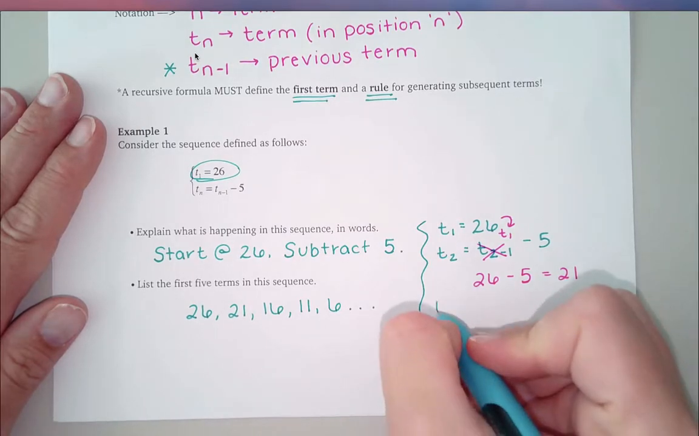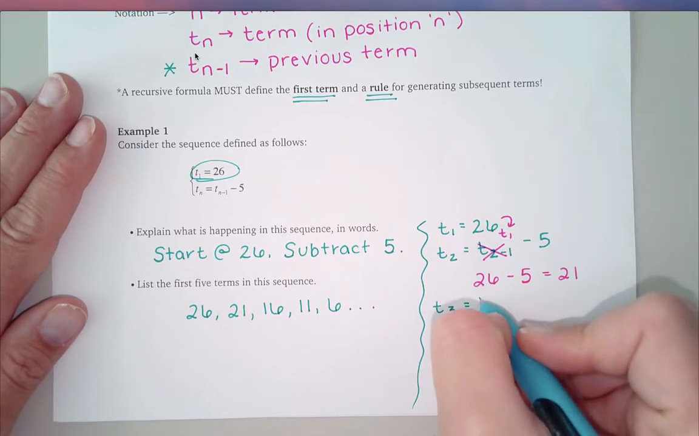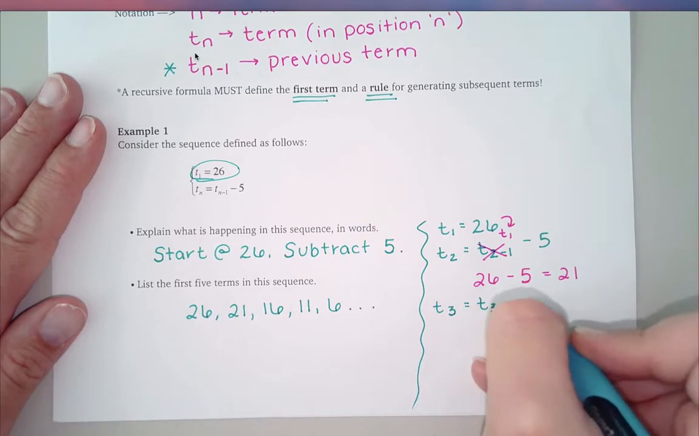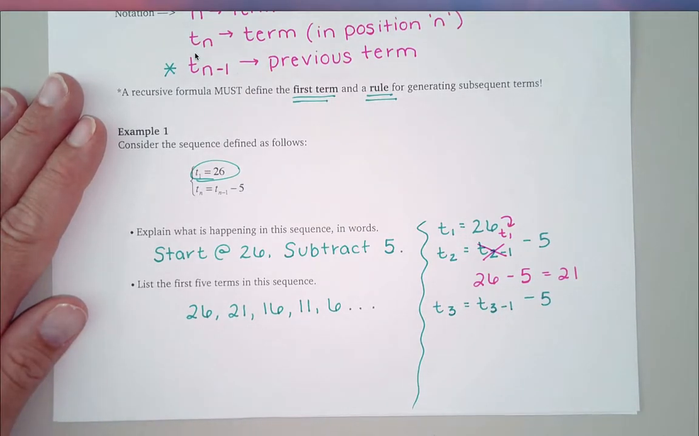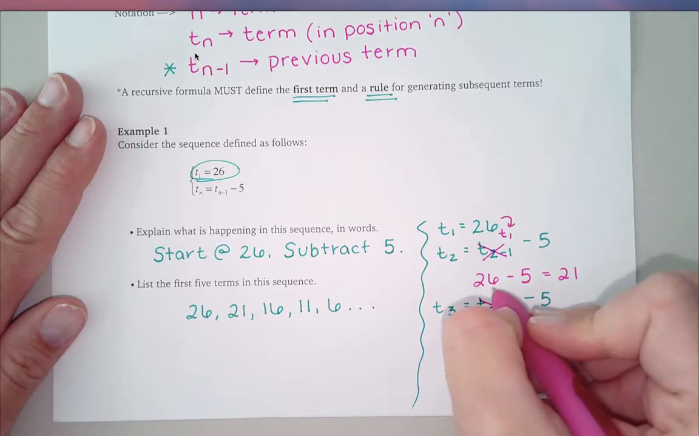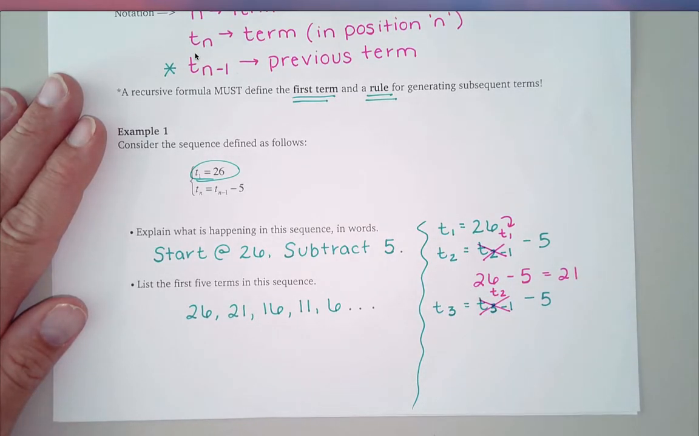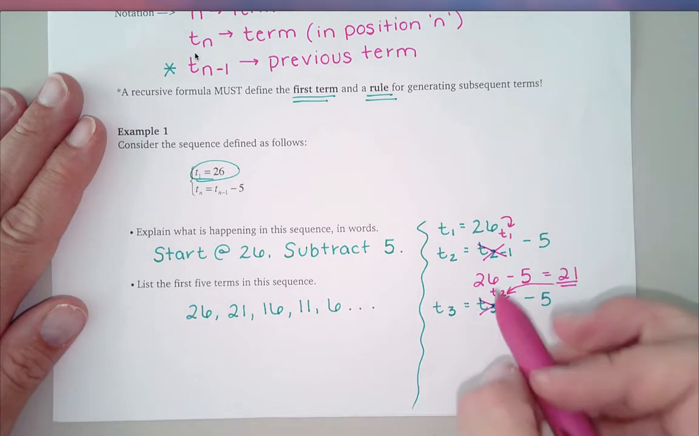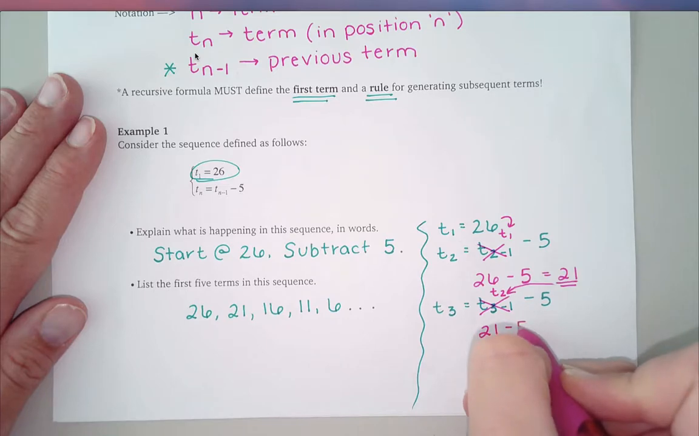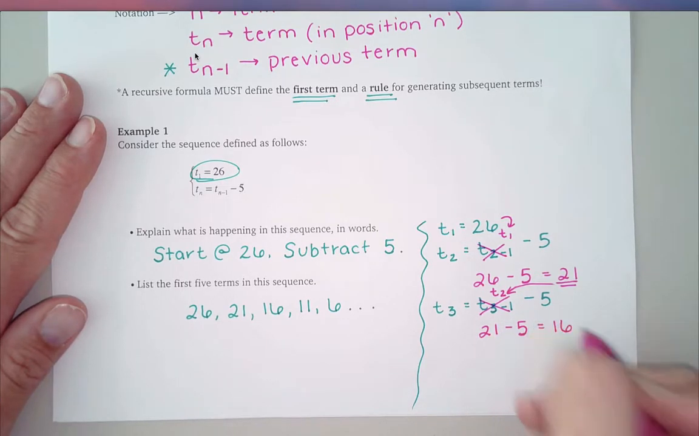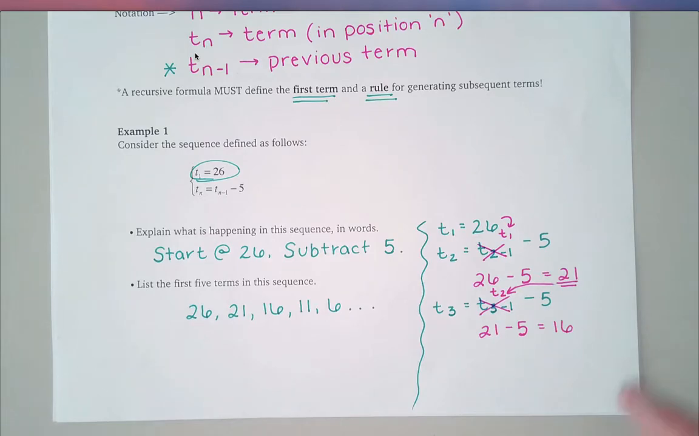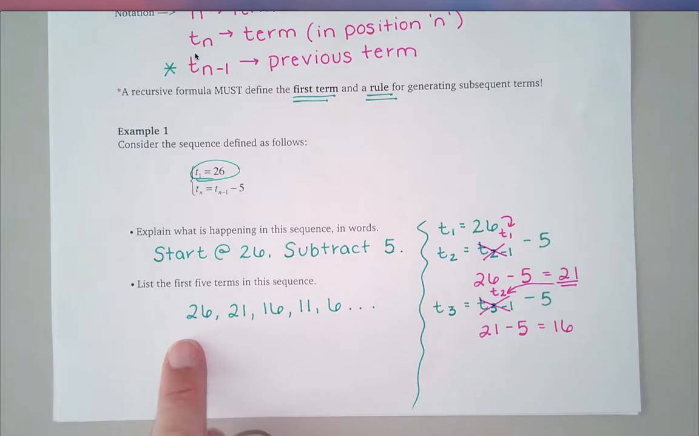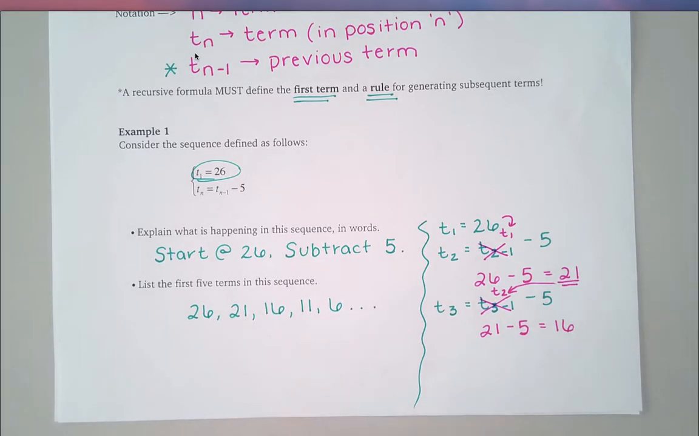If I wanted term 3, I would do term 3 minus 1 and subtract 5. Well, term 3 minus 1 is just a funny way of saying term 2, right? And term 2 is right here. So then I'm going to go 21 minus 5, and that makes 16. And it just continues on. So this is what the notation is actually doing. But I would love it if you could just get to the point where you can do this, where you can just list out the numbers without having to go through all of this mess. Okay?